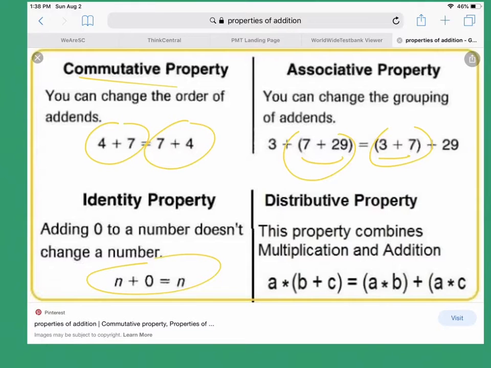Adding them all together will give you the same sum. Identity property is adding 0 to any number. And distributive property is saying if you multiply A times B and A times C, that's going to be the same as adding B and C and then multiplying it by A. Basically, I call that the break apart property. You're breaking one number up and then multiplying it by the other number.